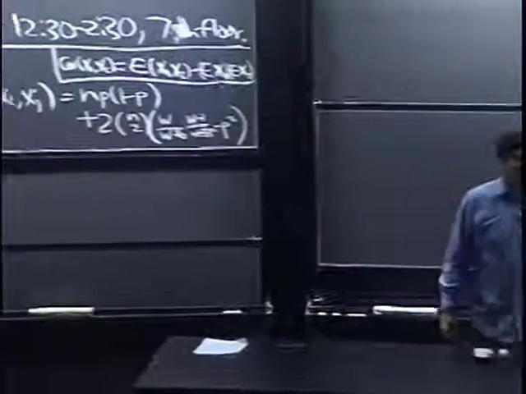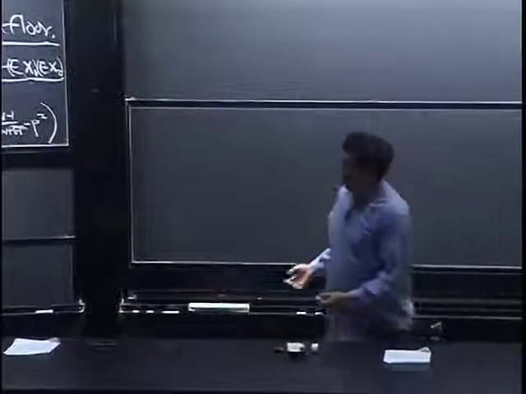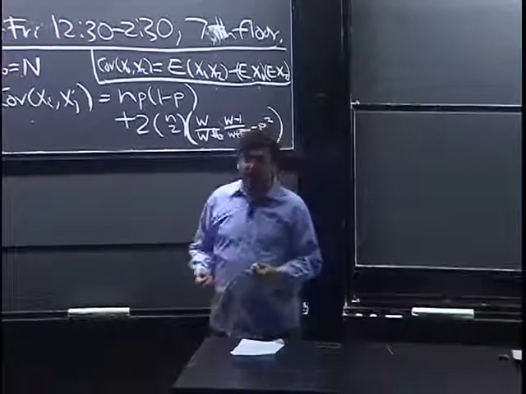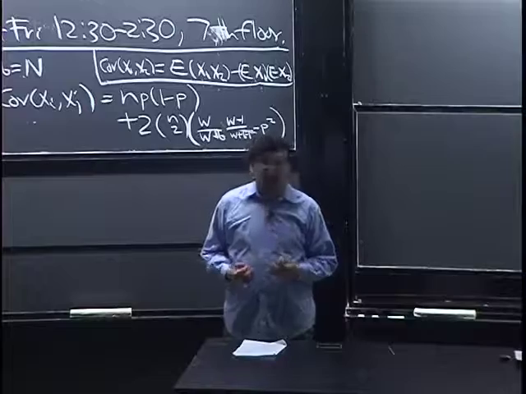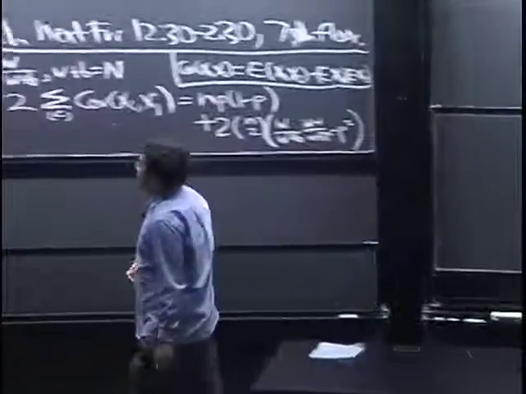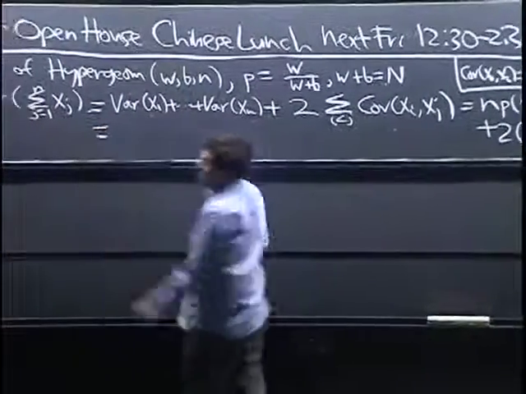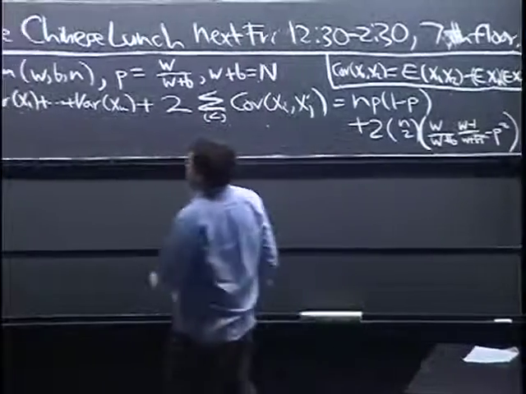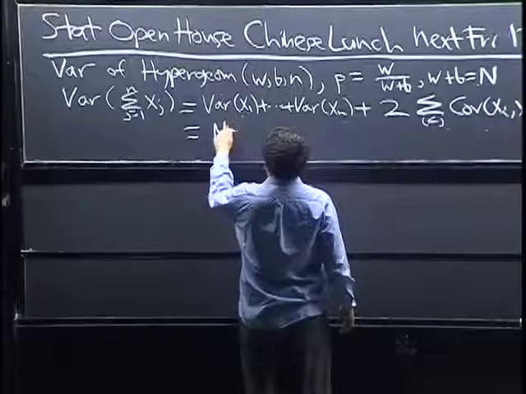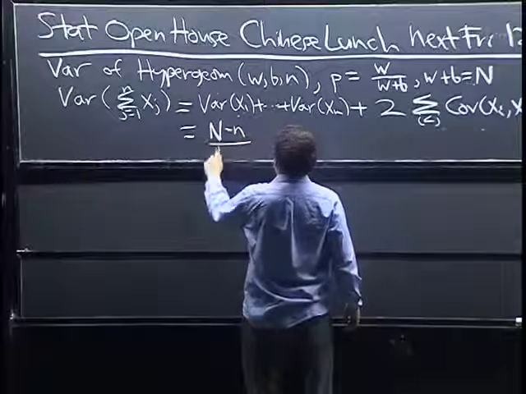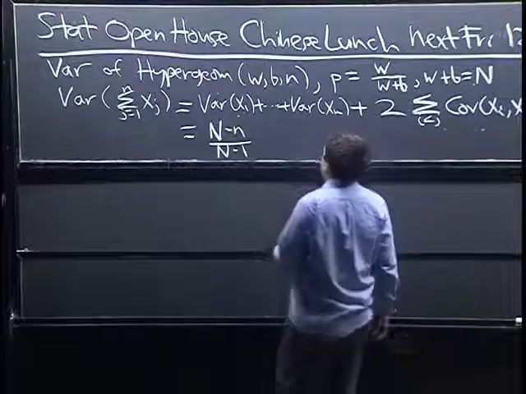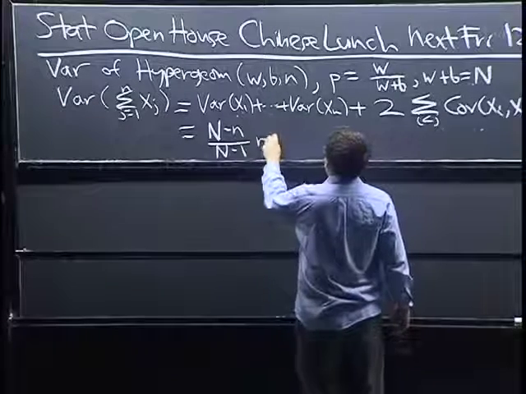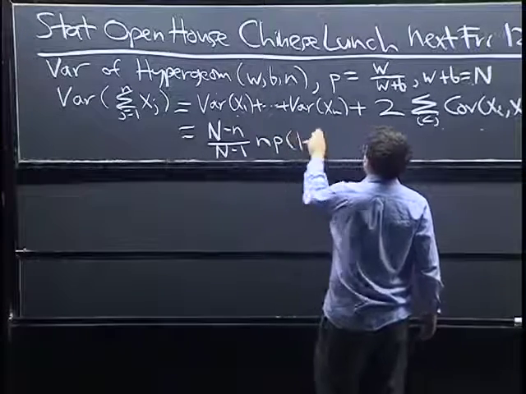Okay, so that looks messy. If you multiply everything out and simplify and do the algebra, it actually comes out to something surprisingly nice. So this is just algebra at this point. If you simplify it, what you get is this factor (N minus n) over (N minus 1) times something that looks familiar, np(1 minus p).